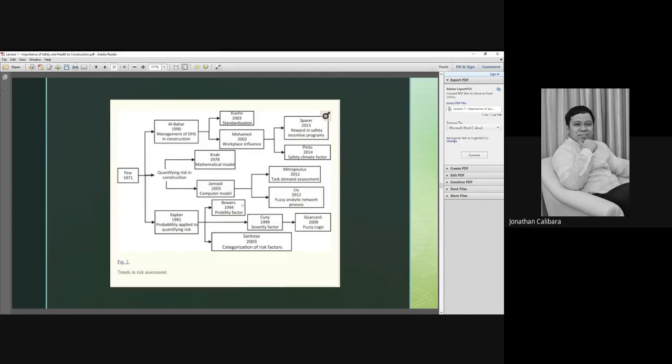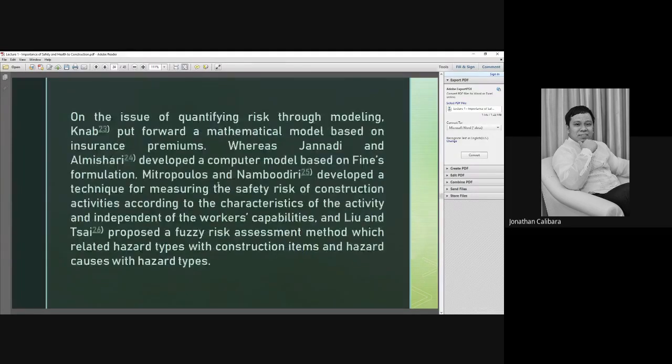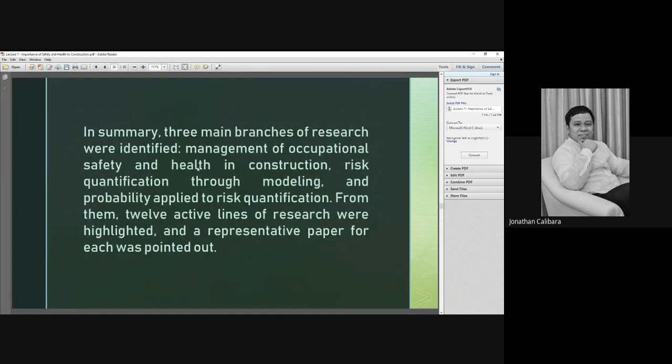Al-Bahar and Crandall applied traditional risk management approaches to the construction industry to obtain a useful strategic tool for managers. These are the tools, but that is a different research idea.